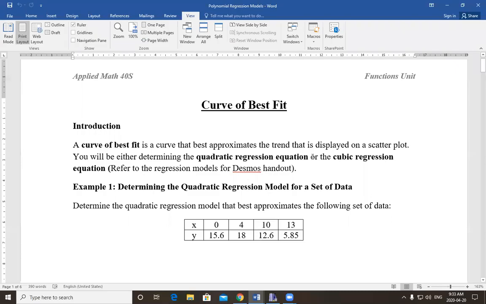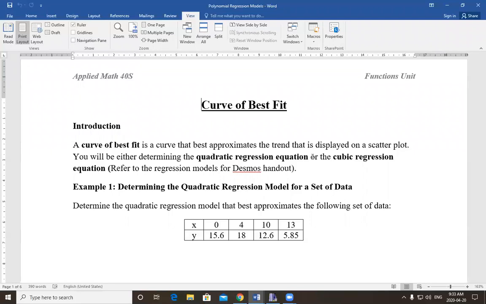All right, in this lesson, we're going to be exploring how we can build a polynomial regression equation for a set of data. So as we learned in grade 11 applied, a regression equation is an equation that we build through Desmos that approximates the curve of best fit based on the data points that are provided in the data table. Now, there's many different ways that we can do regression analysis.